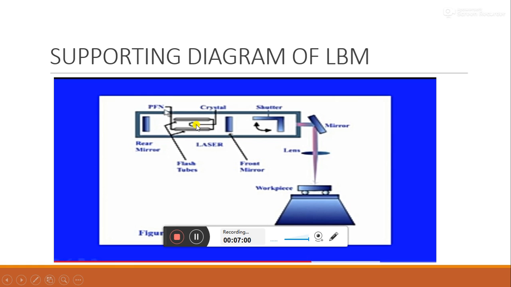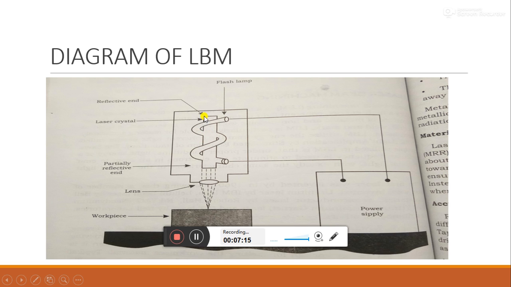So it hits the front mirror, it goes back, and it again hits the front mirror, it goes back, and thereby the amplification of the laser beam occurs using these two mirrors, the front mirror and the rear mirror. So that is shown here. It is called the reflective end. The reflective end means it is the combination of the front mirror and the rear mirror.